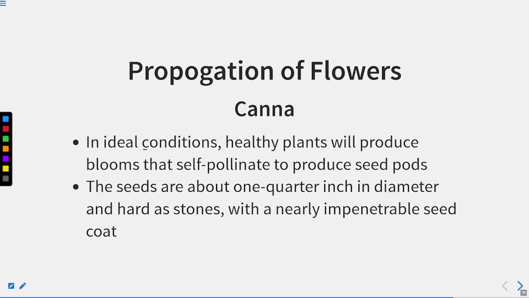In ideal conditions, a healthy plant will produce blooms that self-pollinate to produce seed pods. So when the condition is ideal, a healthy plant will produce blooms. They flower, they get self-pollinated, and they also produce seed pods, meaning they bear seeds.